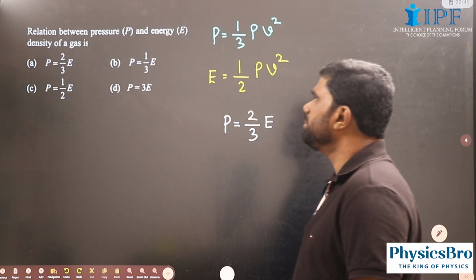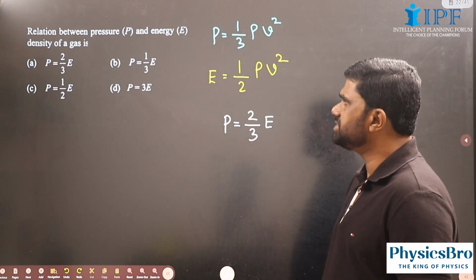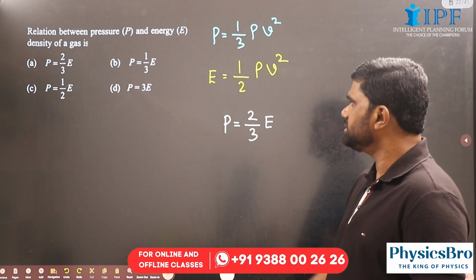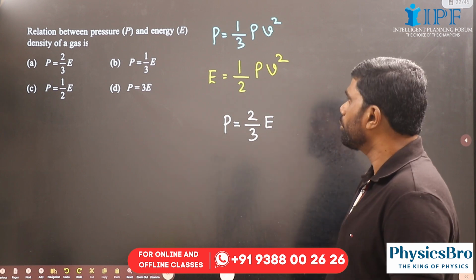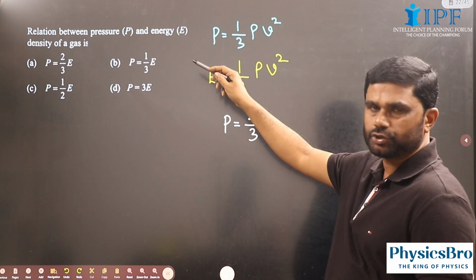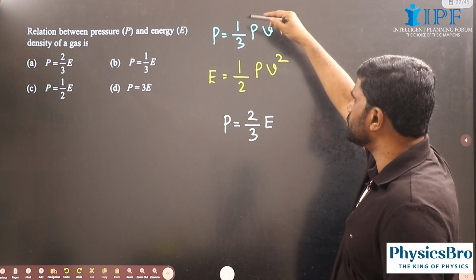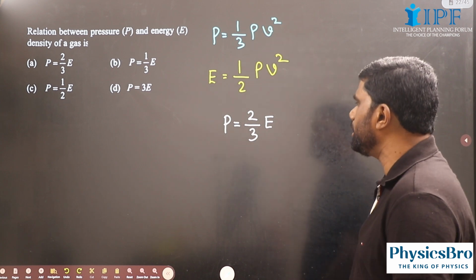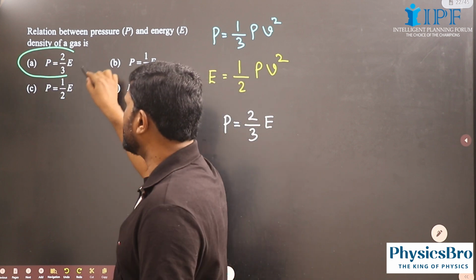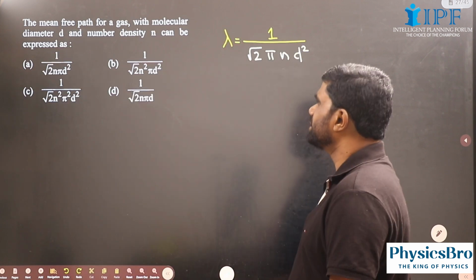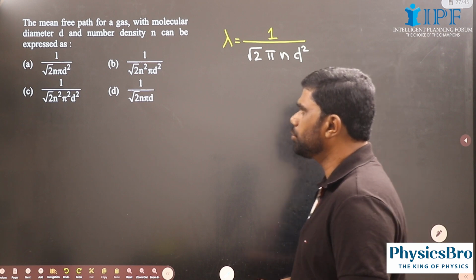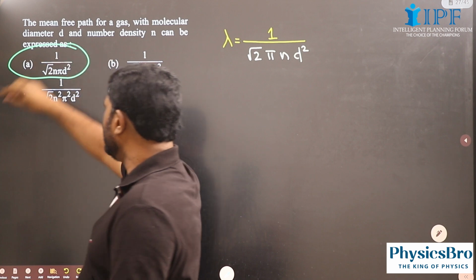Okay, now the relation between pressure capital P and energy density of a gas. See, pressure is 1 by 3 rho V square and energy density is half rho V square. Okay, and see, from here rho V square can be 2E. So replace this rho V square by 2E. So we will get P equals 2 by 3 E, where capital E is the energy density. So this must be the correct option. Okay. See, we have to get the expression 1 by root 2 pi n d square.